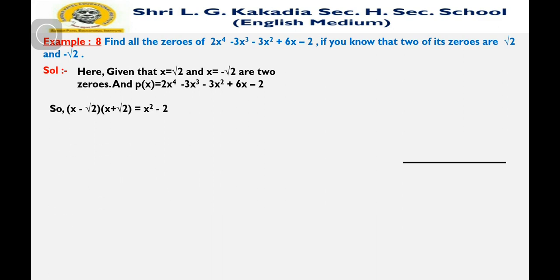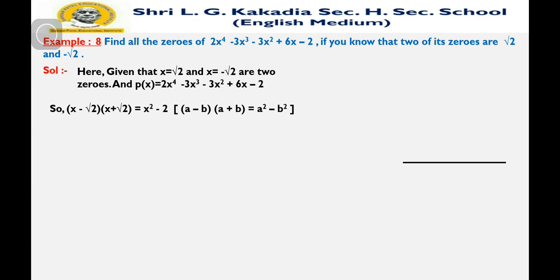So as we put x is equal to root 2, then we move root 2 to left side, then we get a factor x minus root 2, and from x is equal to minus root 2 we get factor x plus root 2. So now we multiply x minus root 2 and x plus root 2, then we get x square minus 2. As the formula we have studied in algebraic identities, that is a minus b into a plus b is equal to a square minus b square. So here using this formula we get x minus root 2 into x plus root 2 is equal to x square minus 2.